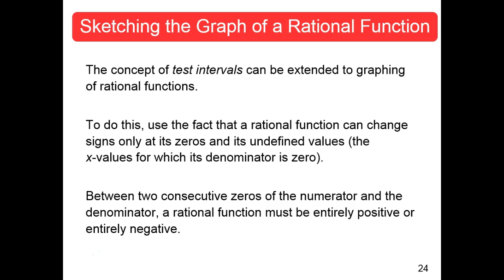So that's why we use the zeros and vertical asymptotes and pick points in between. Between two consecutive zeros in the numerator and the denominator, a rational function must be entirely positive or entirely negative. That's basically what we were doing.